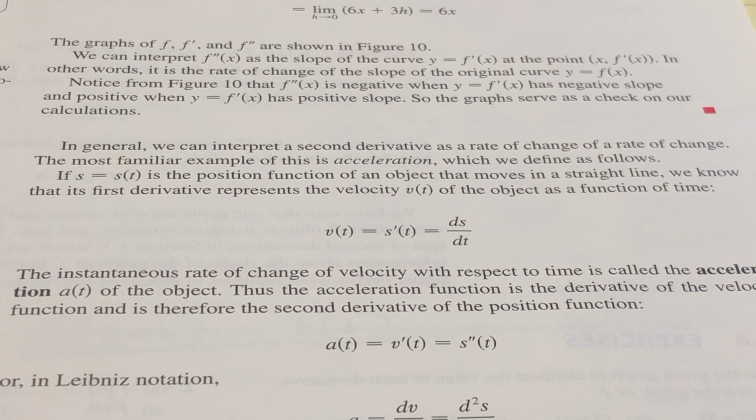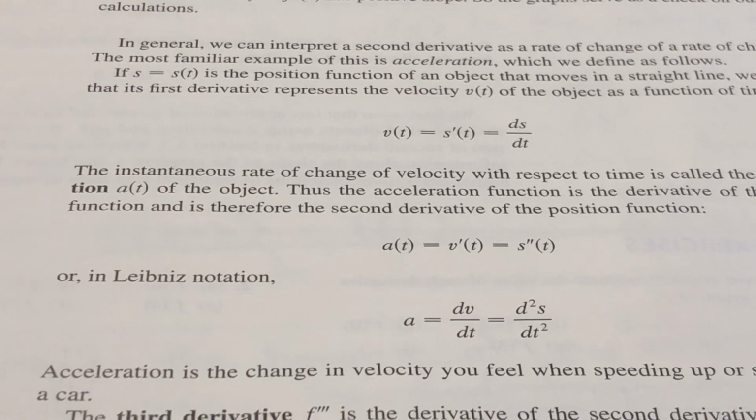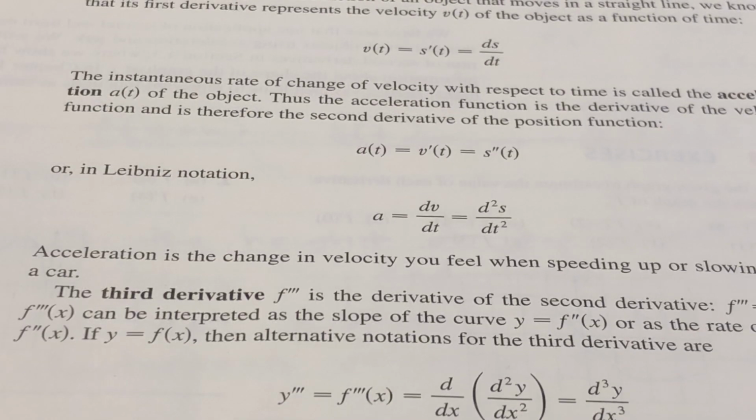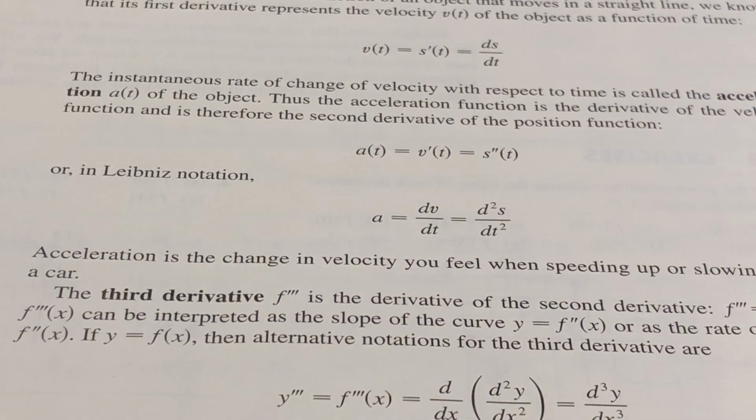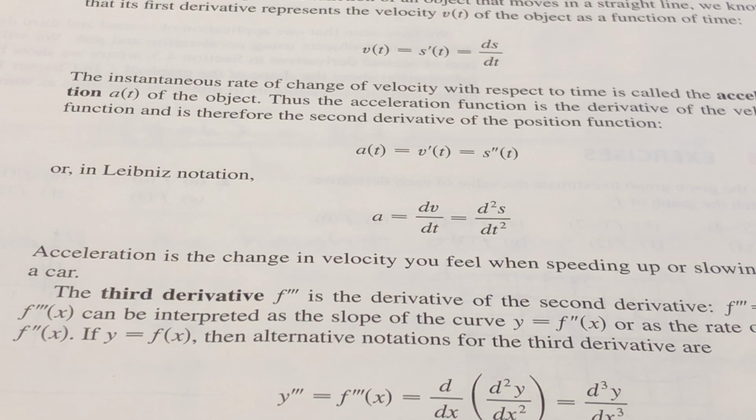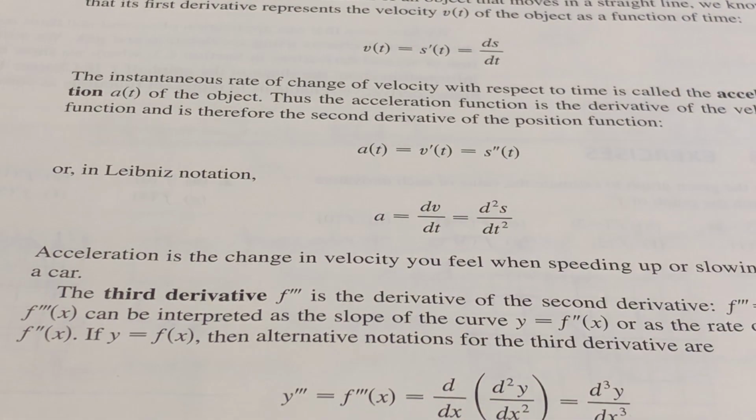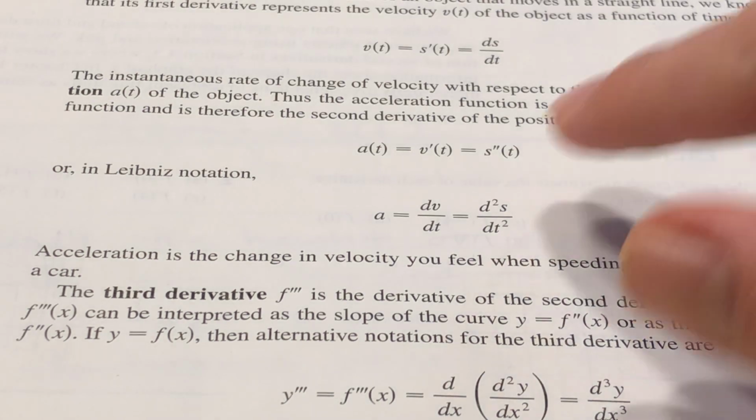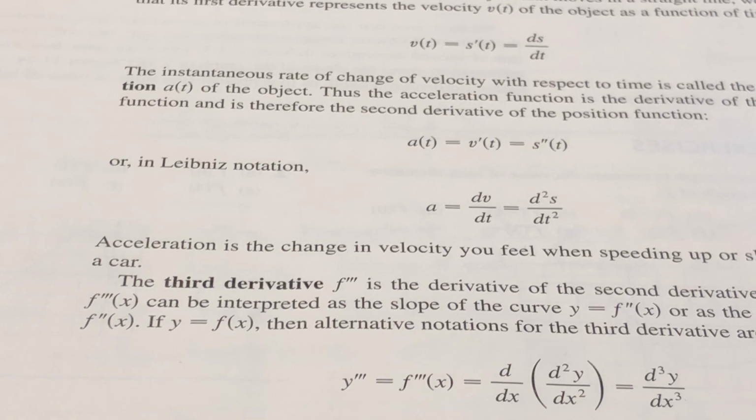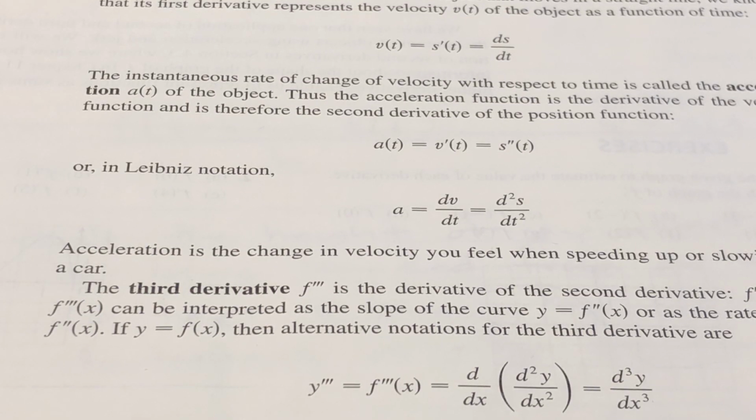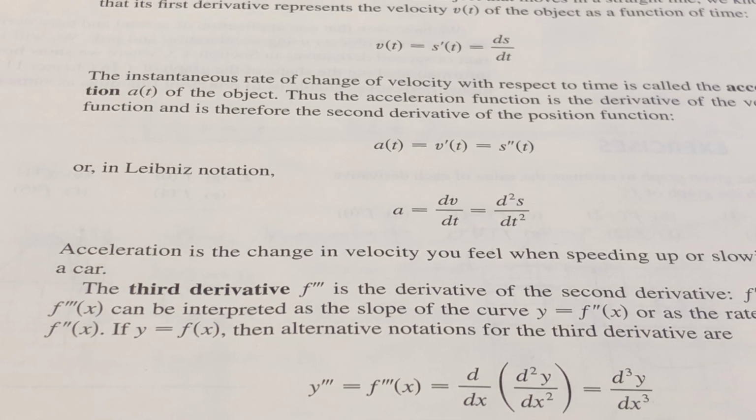But velocity is fair game right now. So here you go. Or in Leibniz notation, acceleration is the derivative of velocity. Again, it's with respect to time, dt, that's just telling you that t is the variable that you're differentiating, or it is the second derivative of the position function. Acceleration is the change in velocity you feel when speeding up or slowing down in a car. Then you have a third derivative, which we won't do a ton. But we can. You can find any derivative you want. You can find the 10th derivative if you want.